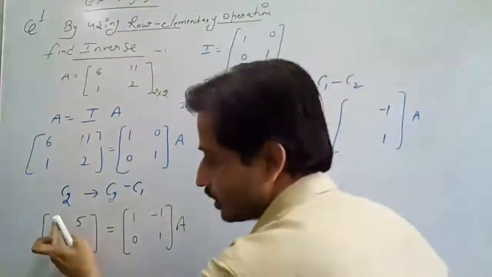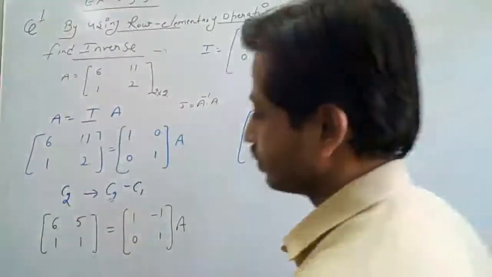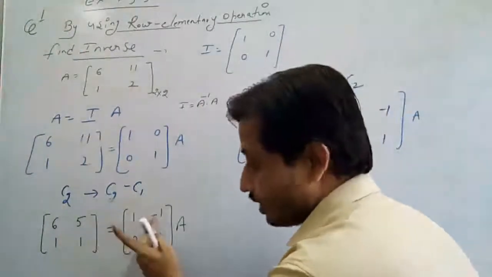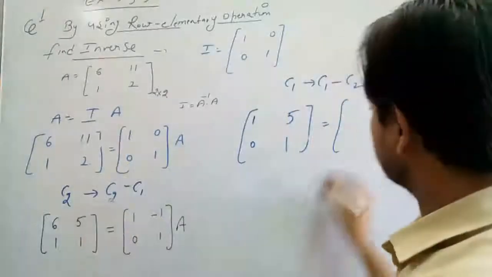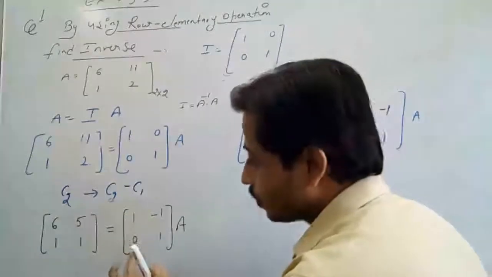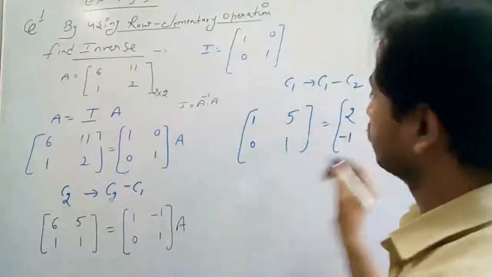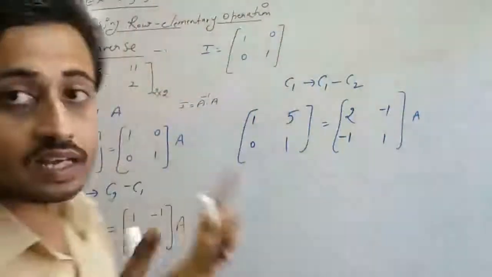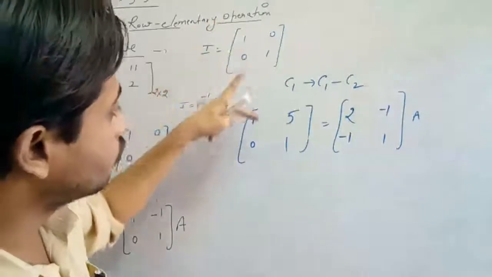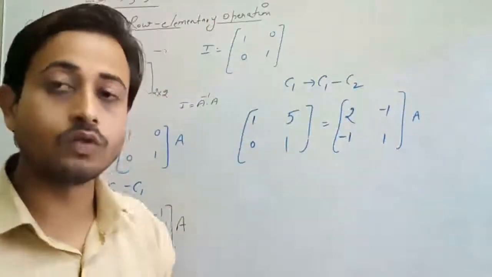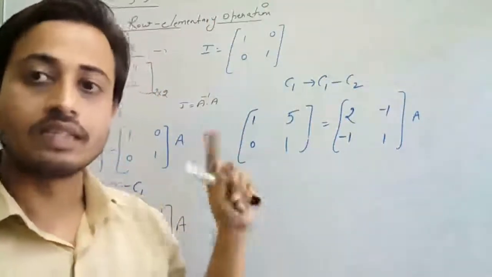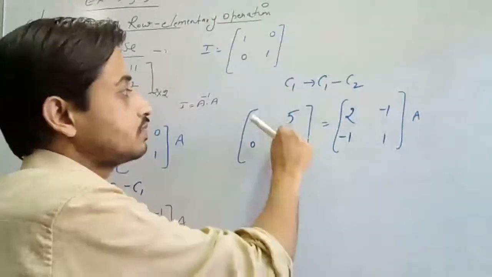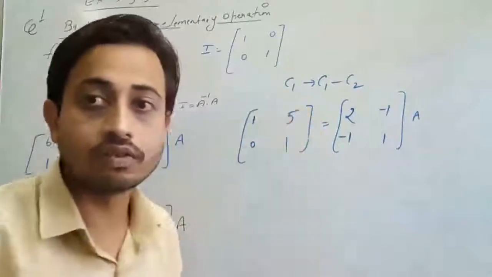So now 6 minus 5, we get 1. 1 minus 1, we get 0. Now 1 minus minus 1, we get plus 2. So 0 minus 1, we get minus 1. So in this we get our elements 1, 0, 2, minus 1. Now it's very easy to find the fourth element. It means we have to make 5 as 0.